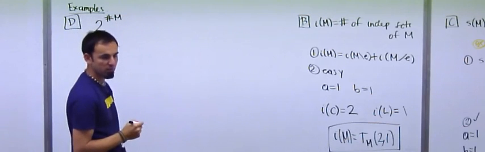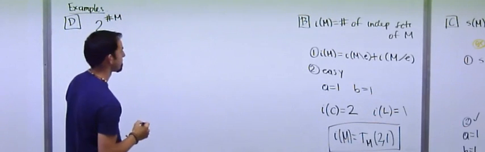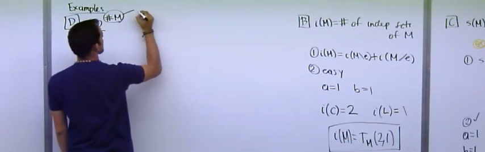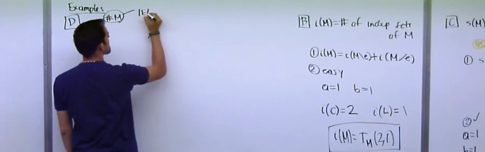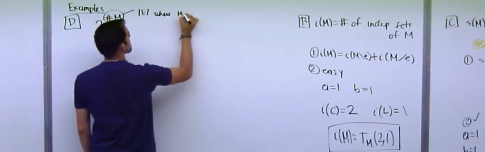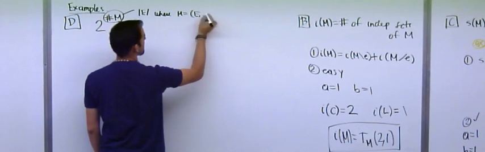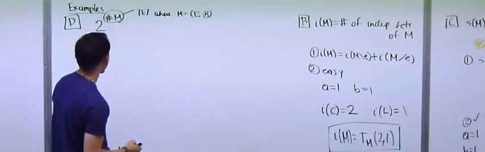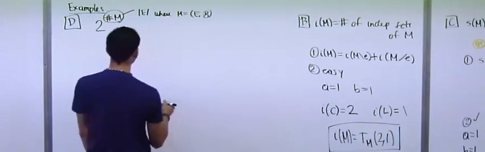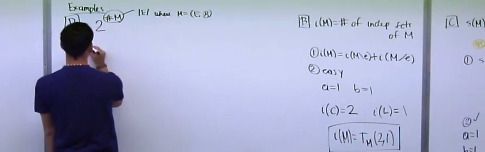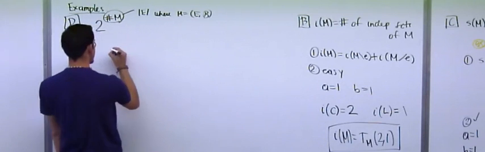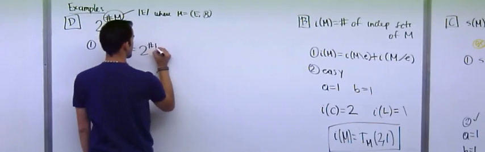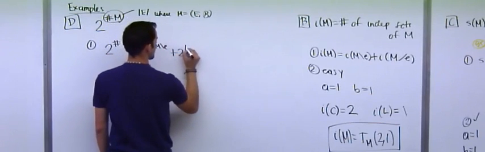2 to the number of elements of the matroid. This is the cardinality of E, where m is E, comma, whatever you want to define it, bases or whatever. Size of the ground set. What does the first property say? 2 to the number of elements of the matroid equals 2 to the number in the deletion plus 2 to the number in the contraction.